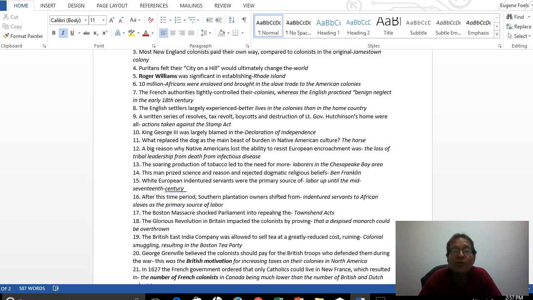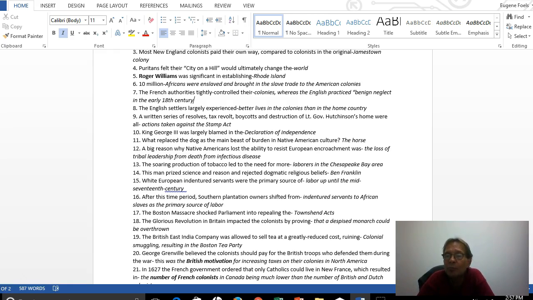King George III was largely blamed in the Declaration of Independence. It's largely a series of complaints against the crown after the opening section of the Declaration, written by Jefferson. The horse replaced the dog as the main beast of burden in the Native American culture.